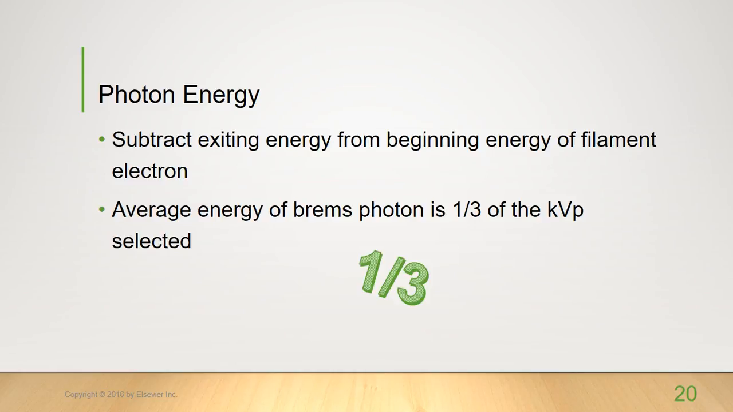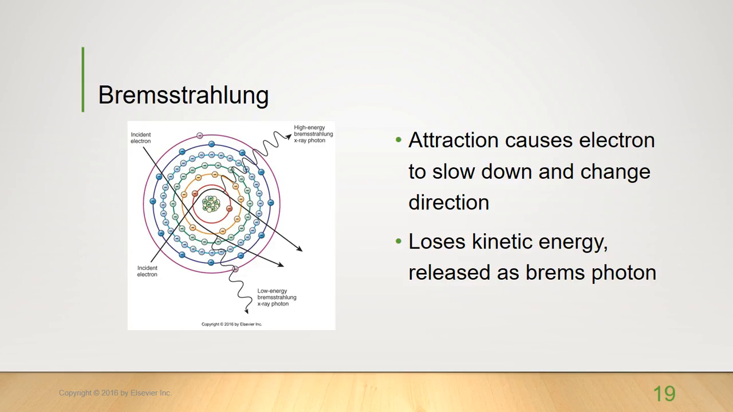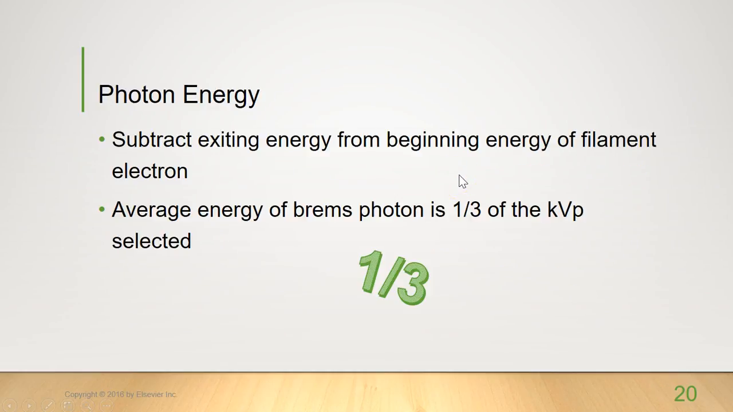So again, just like our X-rays, when a filament electron hits the target, only 1% of that creates an X-ray. 99% is heat. Well, the energy of the brems photon, this one that gets sent out here, is only about 1/3 of what it started with. And that's a very important thing to know.